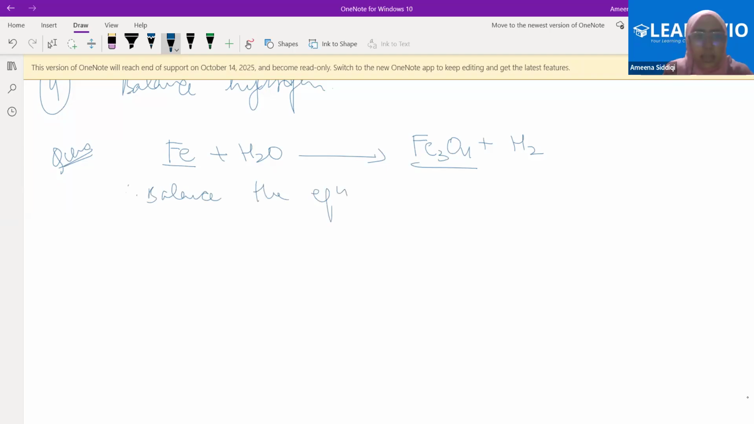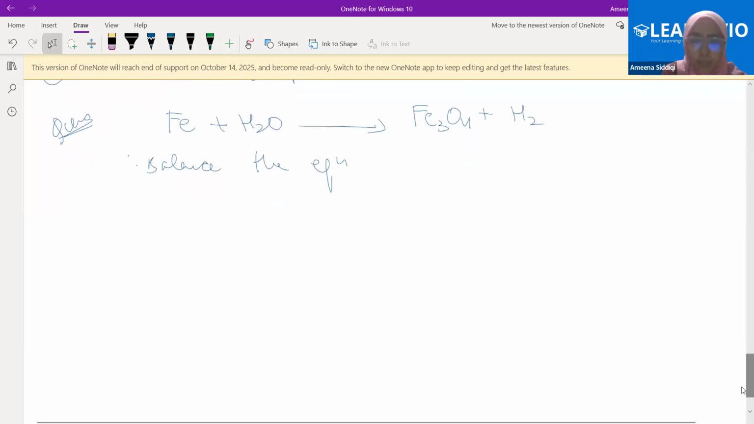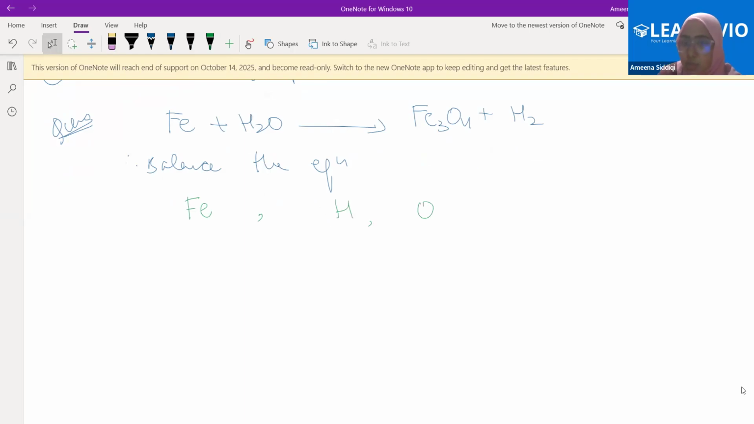Now, in this chemical equation, how many elements are present? First see that and tell me. Iron is present, hydrogen is present, and oxygen is present, right? Now see, what is the metal from this? Fe. Good. First, we will balance the iron.